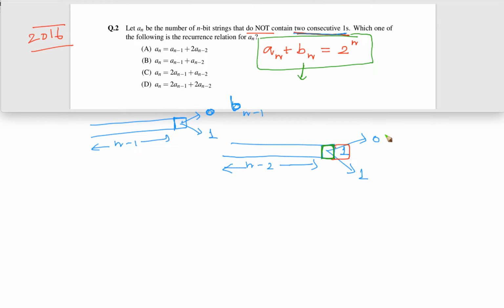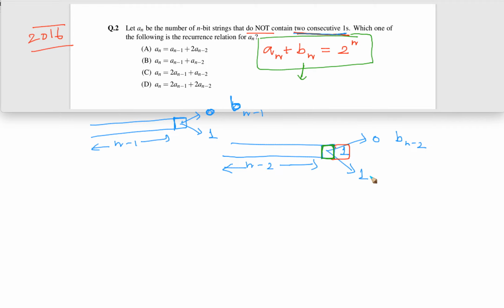What happens if it is 0? The last one is 1 and the second last one is 0. So we can safely say that with the n minus 2 bits, whatever is the number, we are simply appending 0 and 1, so it is not going to change anything. That's why if it is 0, then we will get the count from the n minus 2 strings.